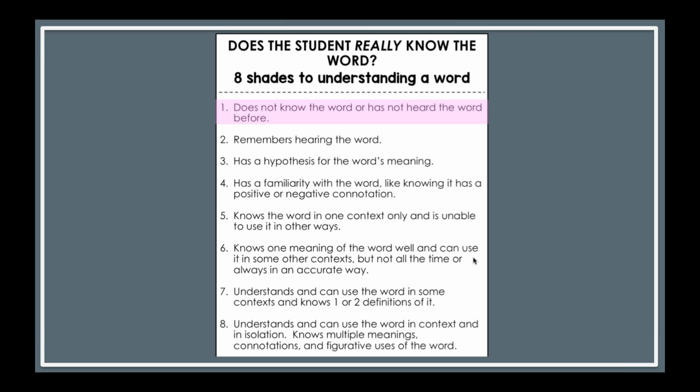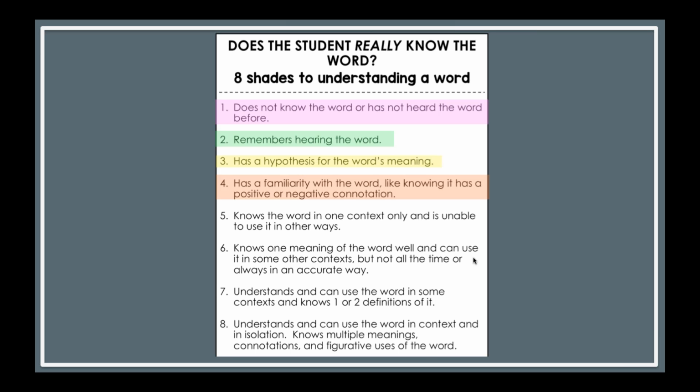Number 1, you don't know the word or you have not heard it at all. So when you hear the word, say the word cantankerous. If a second grader hears that word, they've probably never heard that word before. Or maybe they heard it and they remember hearing it and that's it. That's the second shade. Maybe they have a hypothesis for what the word means, but they really don't know. They're kind of just guessing based on what they remember.